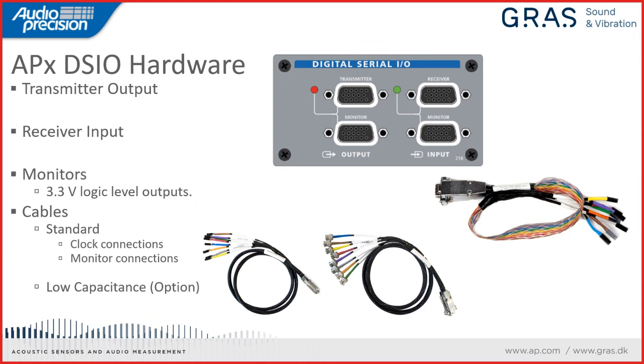So first, a little aside about the DSIO hardware itself. On the front panel of the digital serial I/O module, there are 4 high-density D-sub connectors. There's a connector for the transmitter. You might think of that as the generator. There's a connector for the receiver. Those are both on the top of the panel. For the transmitter and the receiver, we also provide an electrically buffered monitor connector.